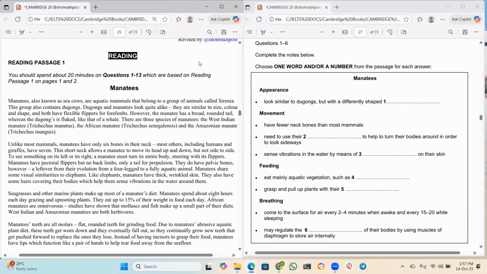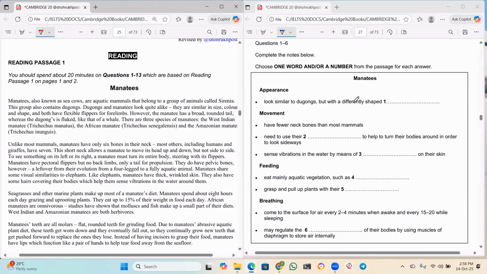On the left hand side, we have the passage. Please watch the whole video thoroughly without skipping anything, because I'll be giving a lot of tips and tricks on how to crack these IELTS reading passages. Please follow me carefully. There are different strategies for different types of questions, and this is a fill in the blank type of question, so for this we have a different strategy. Now let us jump into the questions.